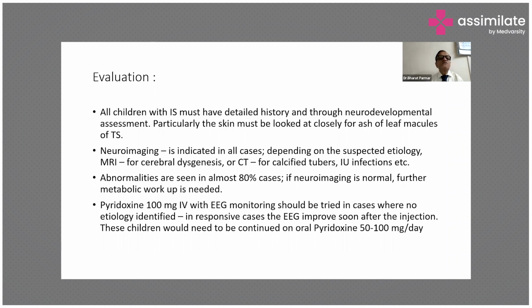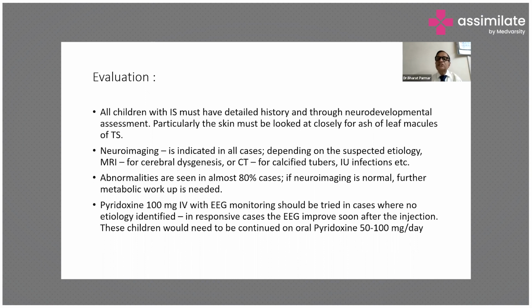How to evaluate a case of West syndrome? All children with infantile spasm or West syndrome must have a detailed history and thorough neurodevelopmental assessment. Particularly, the skin must be looked at closely for ash leaf spots to rule out tuberous sclerosis. Neuroimaging is indicated in all cases depending on the suspected etiology, MRI for cerebral dysgenesis and CT scan for calcified tumors and intrauterine TORCH infection. Abnormalities are seen in almost 80% of cases of West syndrome.